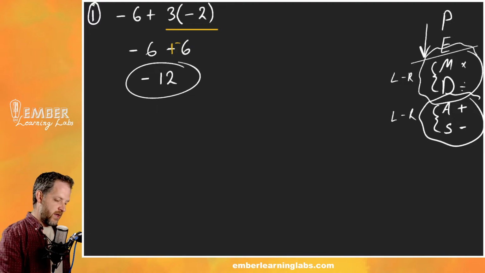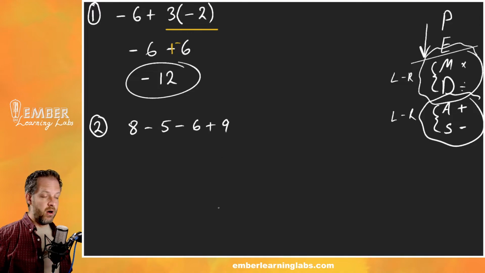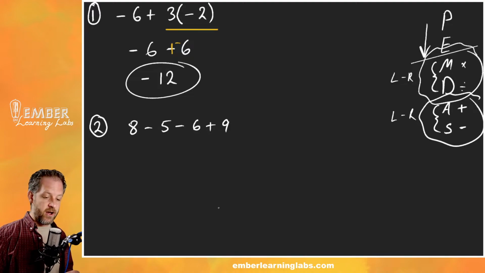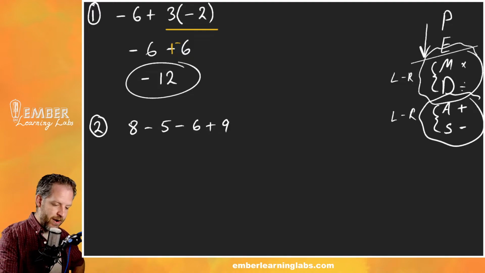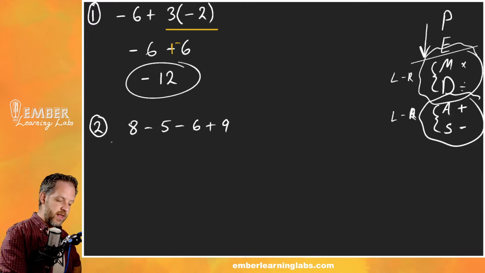Let's do another example. Example number 2. Let's do 8 minus 5 minus 6 plus 9. Whoa, there's a lot of things happening. So what did I say over here with my weird looking R? We don't have any multiplication or division, so we jump straight down to the addition and subtraction step, right? And we do it left to right.